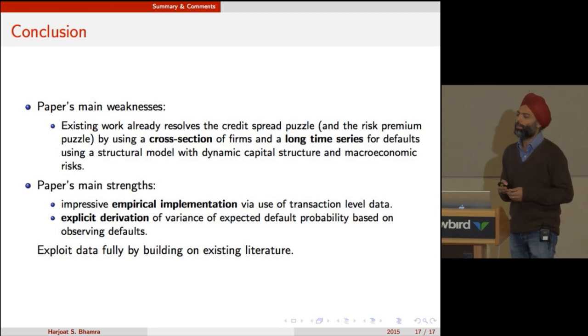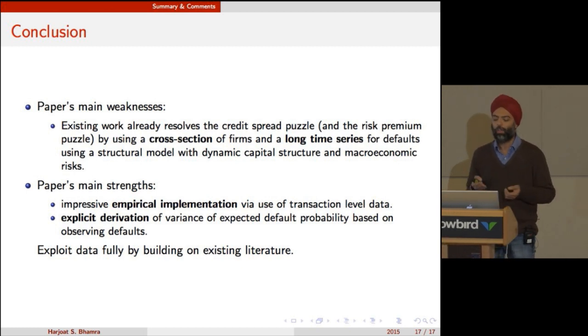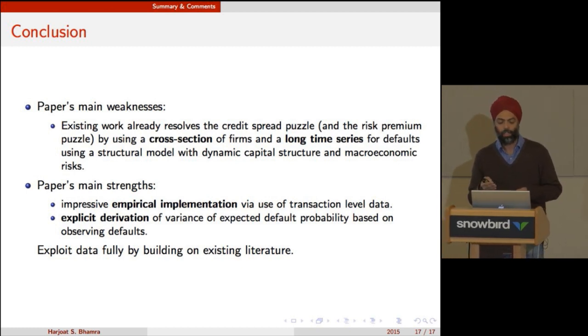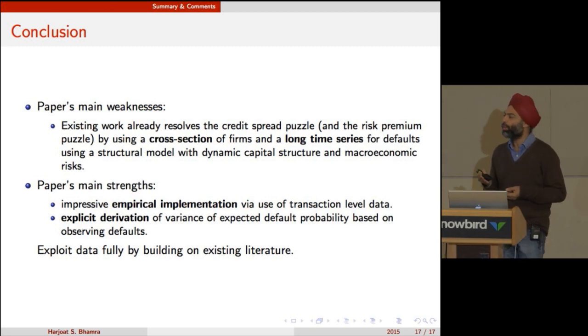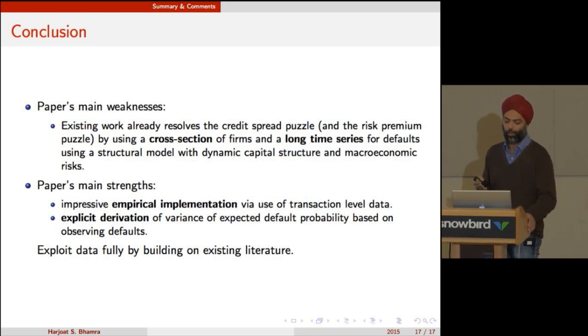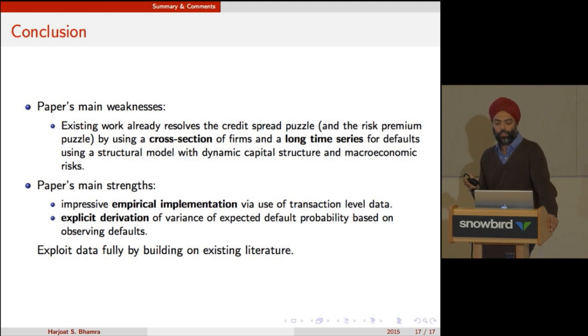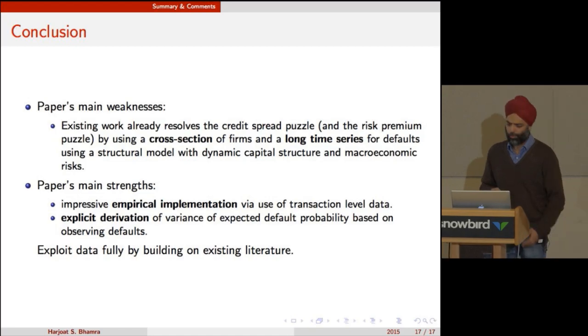So in conclusion, I would say the paper's main weakness is that existing work already resolves the credit spread puzzle and also the risk premium puzzle by using a cross-section of firms and a long time series for defaults. But what are the paper's strengths? There's an impressive empirical side to the paper, and this use of transaction-level data I particularly like. I also like the fact they explicitly derive the variance of the expected default probability through the variance of the estimator. But I think they could do more work to fully exploit the data and build on the existing literature. And I think I've outlined some ways to do that.